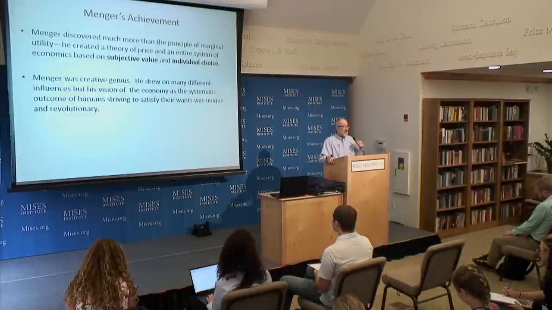So this was his revolution. It wasn't merely discovering the principle of marginal utility, as in the case of Walras and Jevons, though they had other contributions. But for Menger, it was creating from this principle a whole vision of the economy and how it operated and what the end of the economy was, what the goal of the economy was.